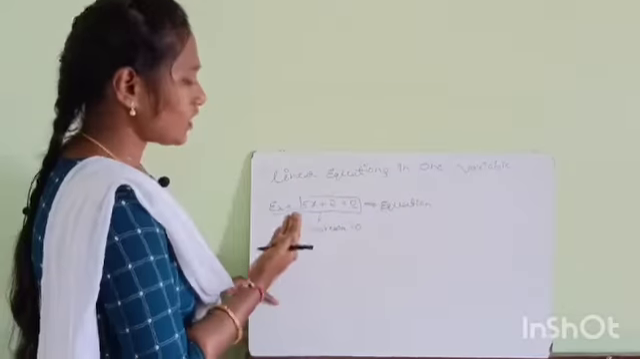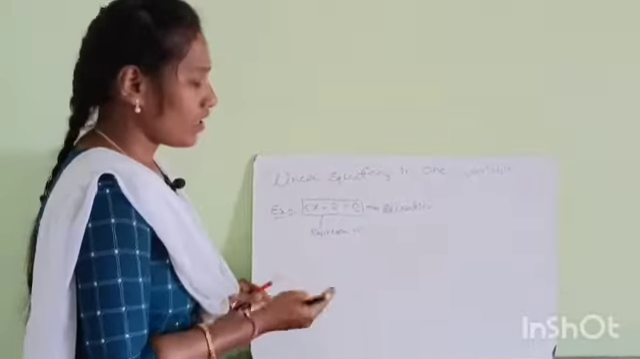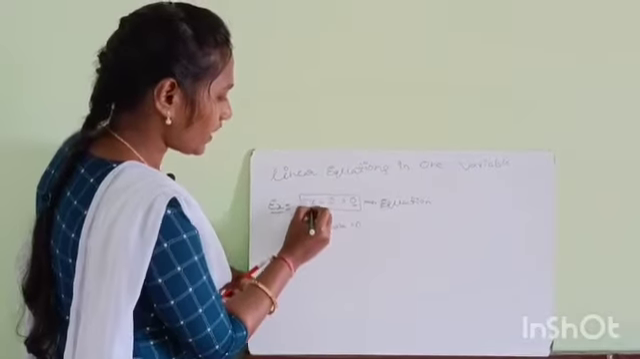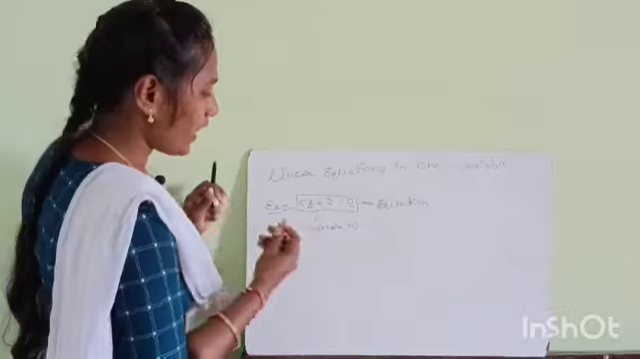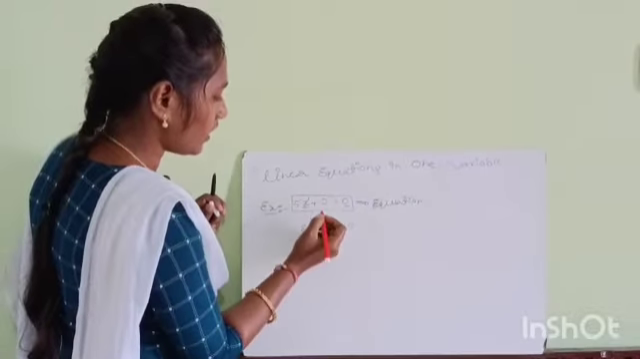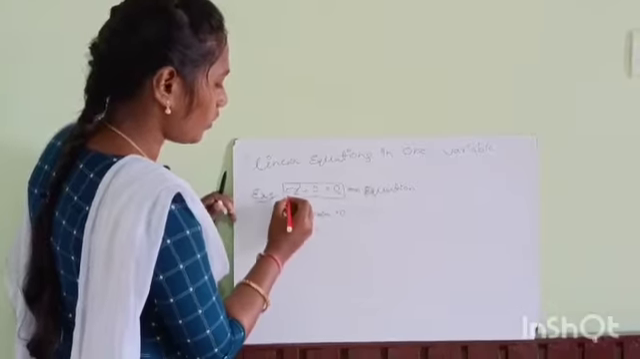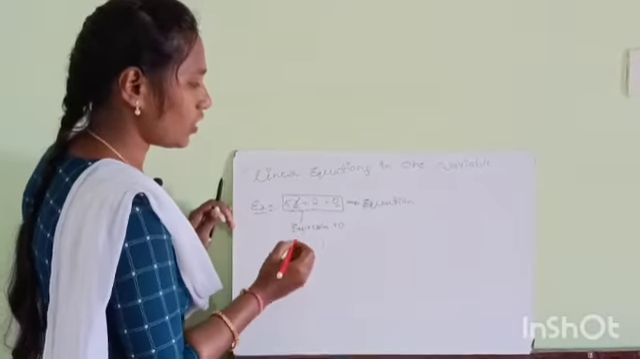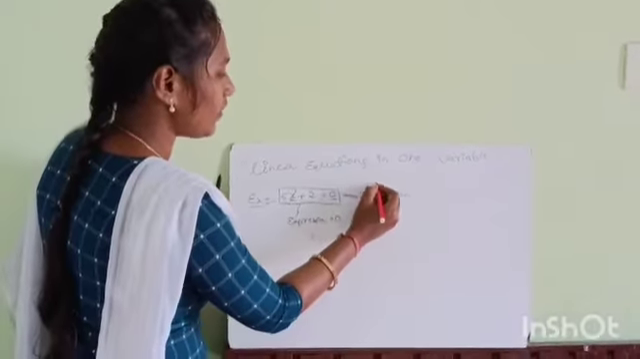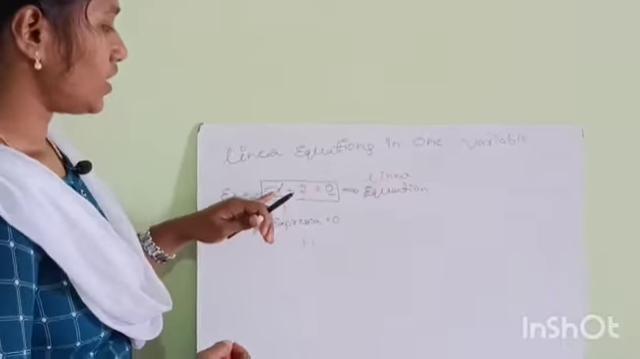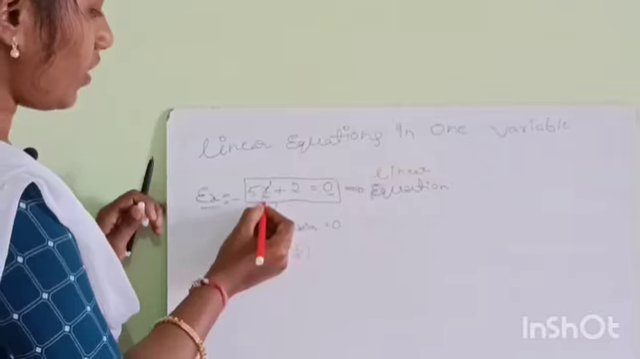So is this a linear equation or anything? How can you say? The power of x is 1. The power of x should not be more than 1. Then only this equation is called a linear equation. So this x is called a variable.